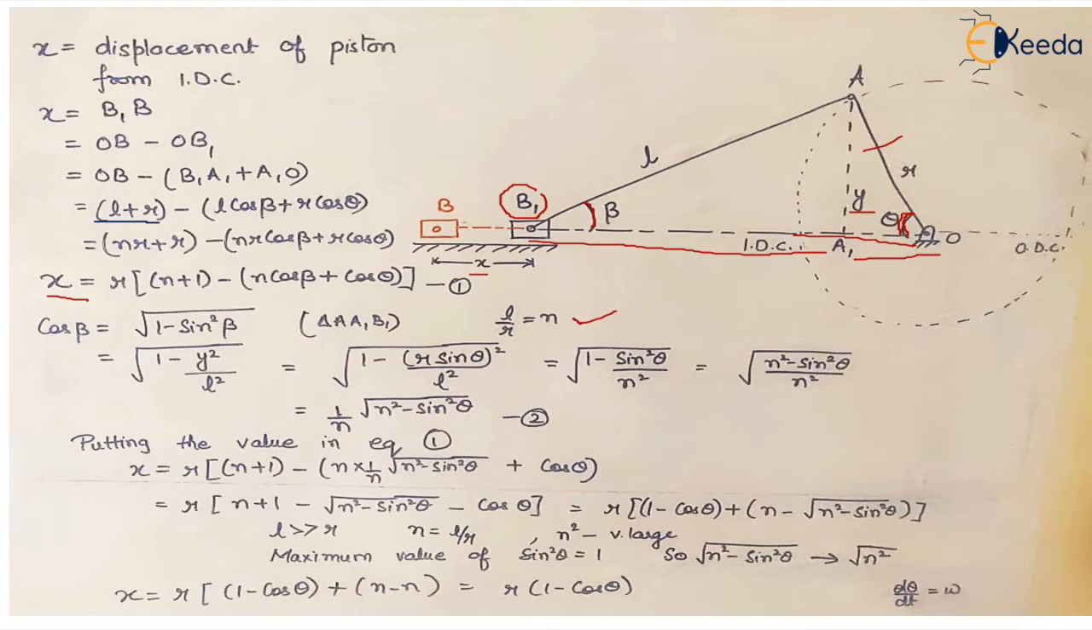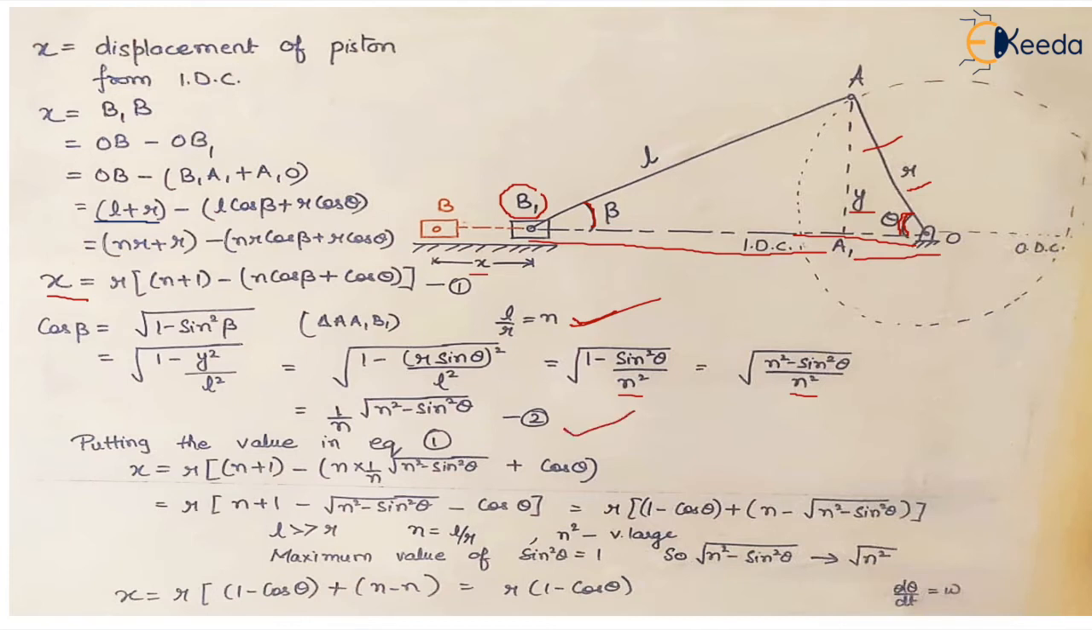And in this triangle A1OA, what is y? y is r sine theta. So we replace y square with r sine theta square, right? And in this equation we already have L square in the denominator. So L upon r is what? n. So L square upon r square will become n square. We take the LCM, and after taking LCM, because this is n square, we can take it out from the root, and this is equation number 2.